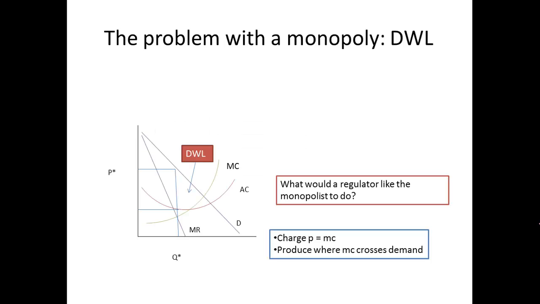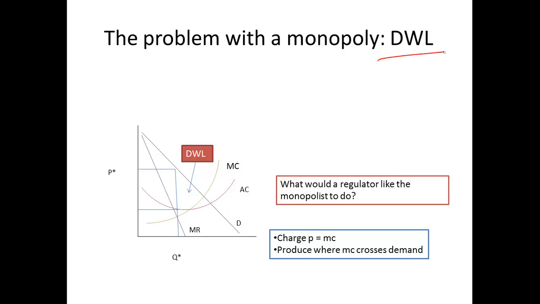In earlier sessions, we've talked about monopolies and the problems that they can create. Now I want to talk a little bit about what happens when we try to regulate a monopoly. As a refresher, let's first talk about the problem with monopoly, and from an economist's perspective, the problem with monopoly is really the deadweight loss.